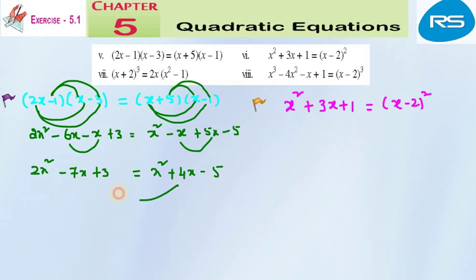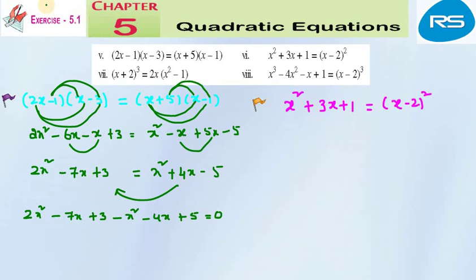If I transpose all these three terms to the left hand side, what will we get? So this is the simplification: 2x square minus 7x plus 3 minus x square minus 4x plus 5 is equal to 0. The simple thing is to change the signs of each and every term. Plus becomes minus and minus becomes plus.